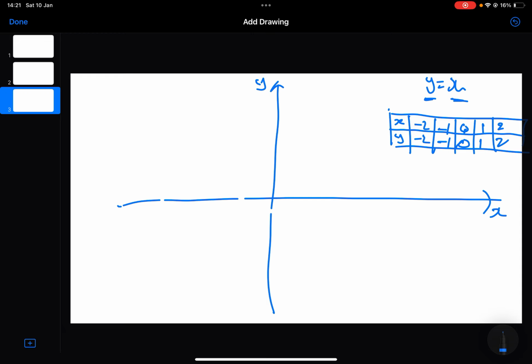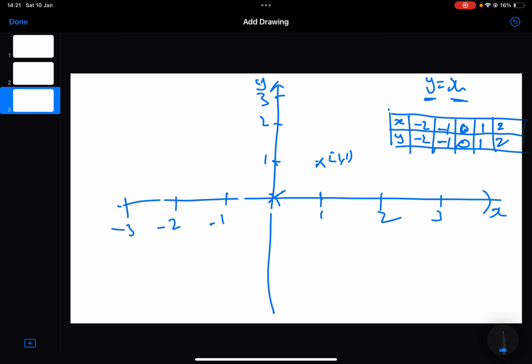So if we go now, every time x equals to 0, y equals to 0. That gives us a coordinate, that gives us a point. The point is here, 0, 0. Then let's say when x equals to 1, y equals to 1, then I will go right 1 unit, go up 1 unit. So this is the point 1, 1.